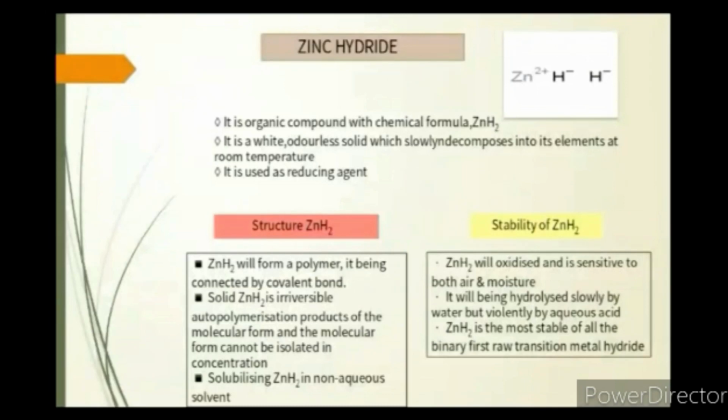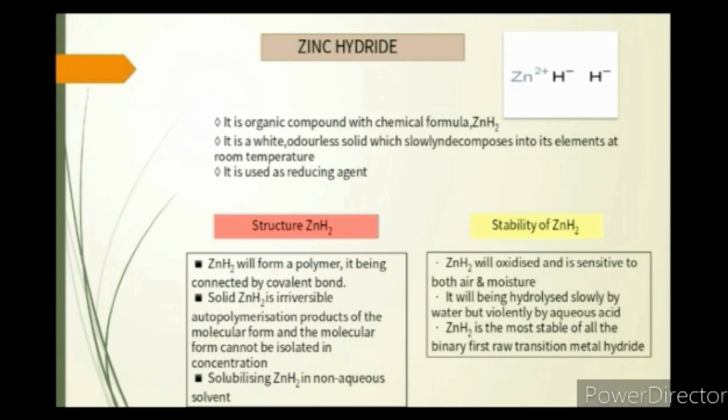Zinc hydride is an inorganic compound with the chemical formula ZnH2. It appears as a white crystal and an odorless solid, which slowly decomposes into its elements at room temperature. Zinc hydride is the most stable of the binary first-row transition metal hydrides. Zinc hydride is used as a reducing agent in organic synthesis.